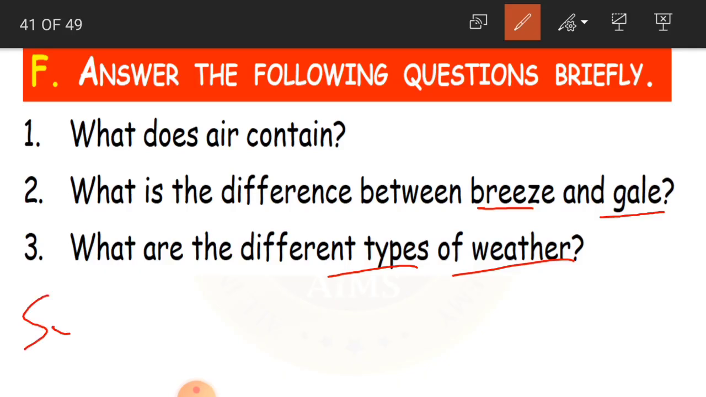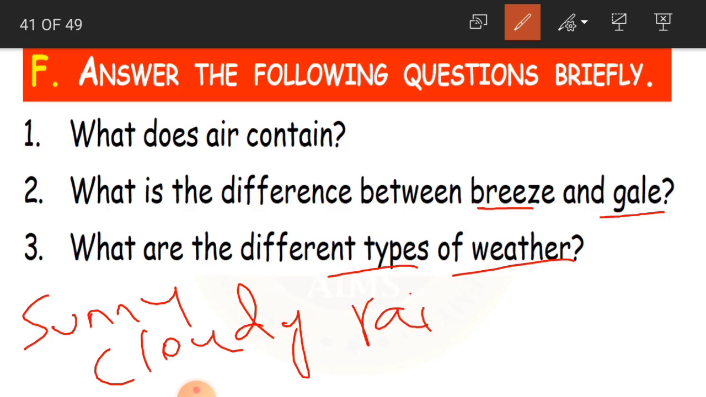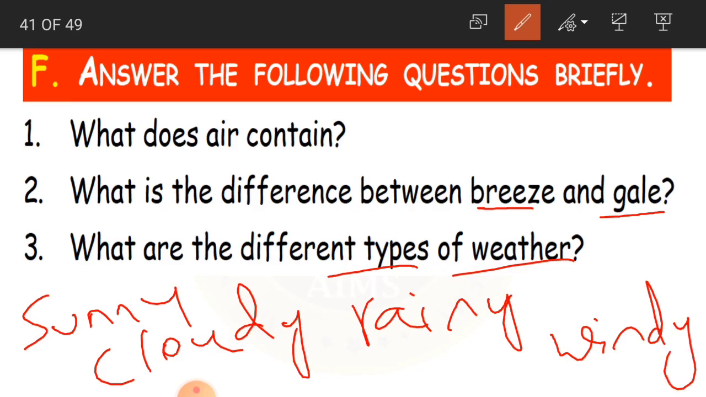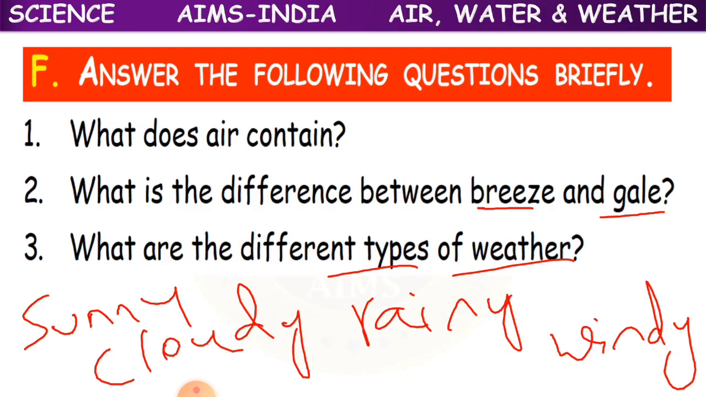Like if you say sunny, then cloudy, rainy, then windy, all this. If it is sunny, you will be having bright sunshine. Cloudy, the sky will be covered up with clouds. Rainy, you will be having rain. Windy, you have air. In that air also there are different types like breeze, gale and storm. So these are different types of weather, children.